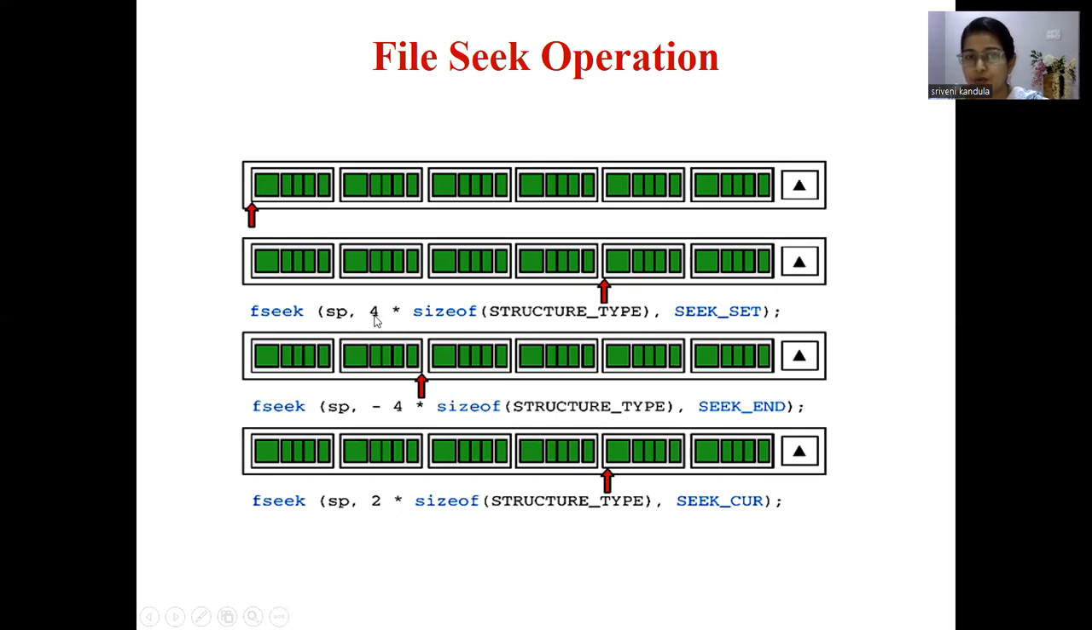What should be the offset? 4 times the size of the structure type. So it should move 4 records ahead. Now you can see the file pointer is positioned at the 5th record.